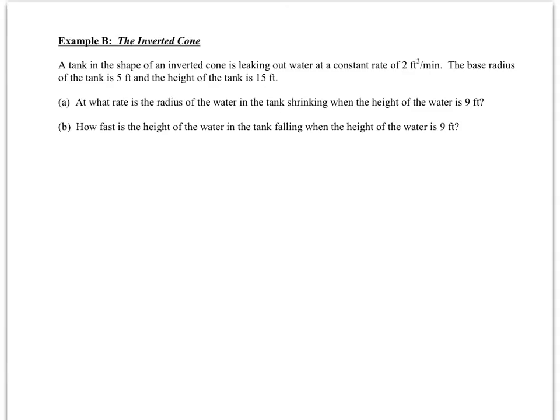All right, our second example for similarity and proportions is the dreaded inverted cone problem. This question has come up before on AP tests. It's a very tricky question, so hang in there and let's see if we can solve it together. So it tells us a tank in the shape of an inverted cone is leaking out water at a certain rate. They tell us the radius of the tank is 5 feet and the height of the tank is 15 feet. So remember that picture from a couple slides ago?